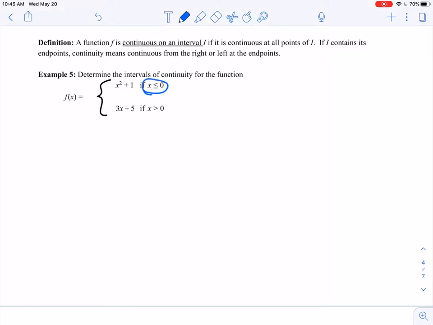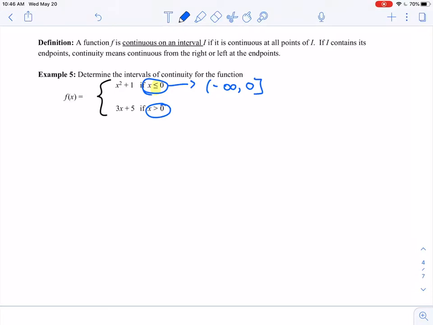Here I have x is less than or equal to 0 and x is greater than 0. I look at that and I see two intervals here. For x less than or equal to 0, we're talking about all of the negative numbers, and because it is less than or equal to 0, we are including 0. So we're talking about negative infinity to 0, and 0 is included here in this case.